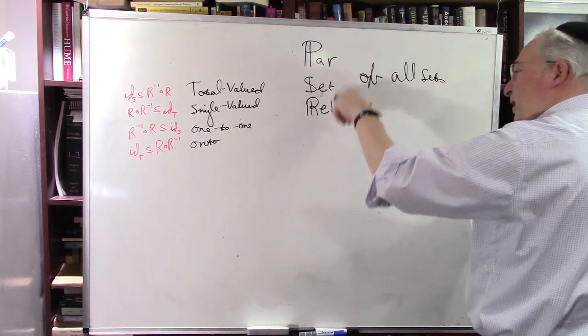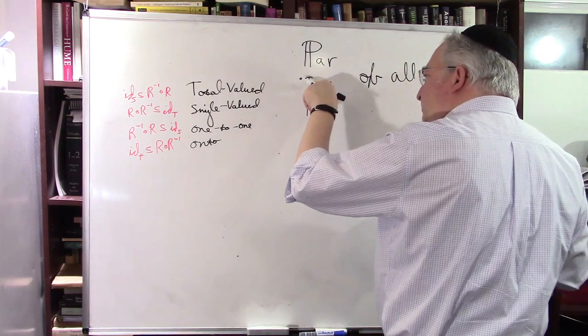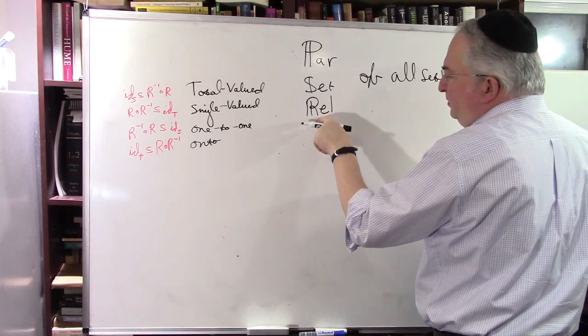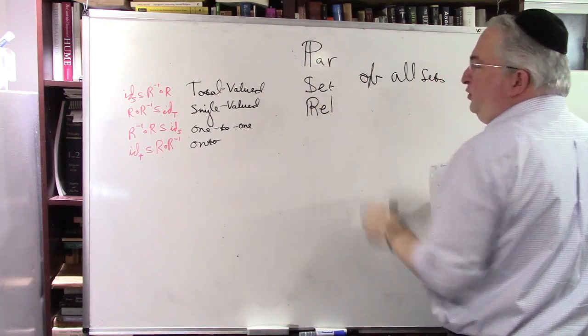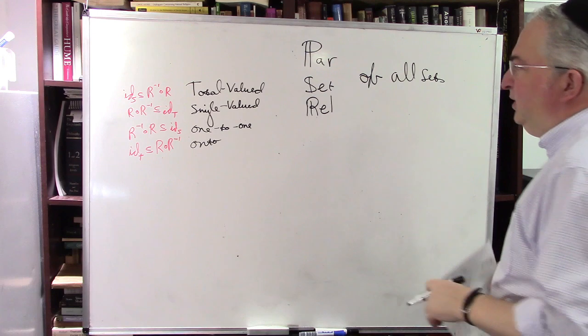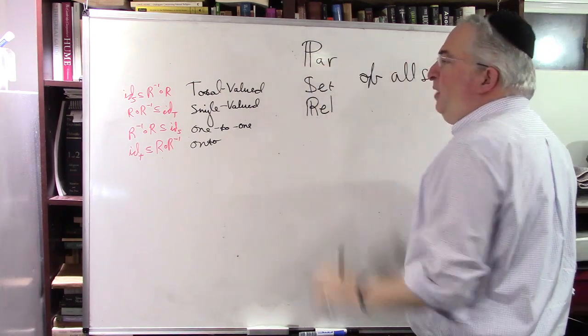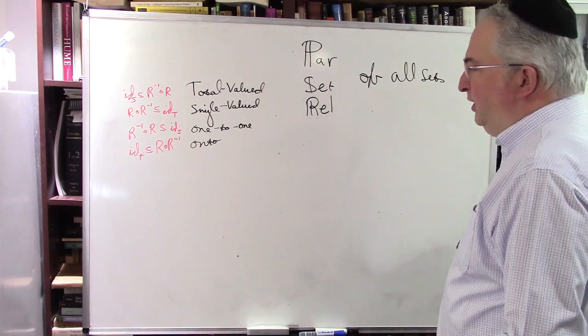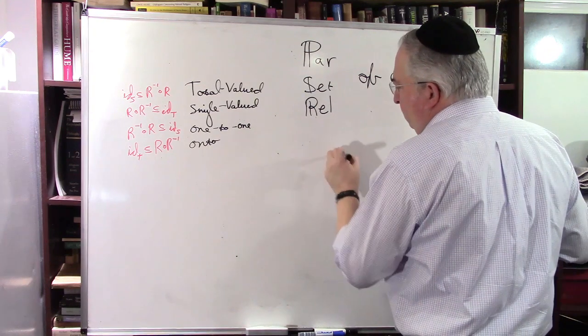Here the morphisms are functions. Here the morphisms are relations. And now we have to talk about the morphisms here. What they are is they're partial functions. Now, what do I mean by a partial function? So let's talk about it.